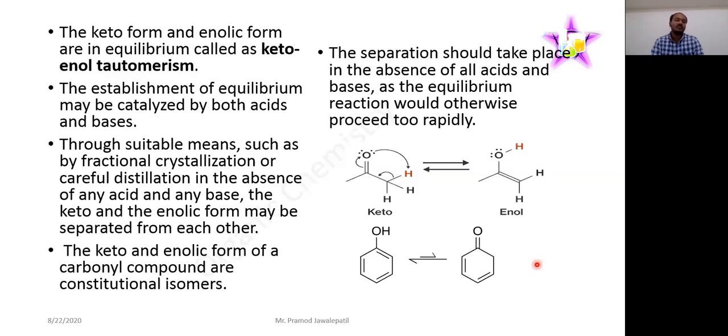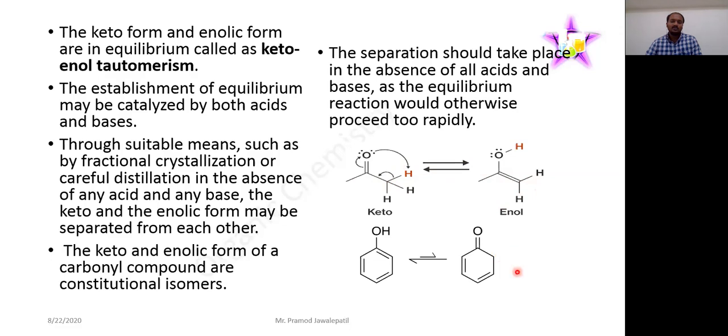The keto and enolic forms of a carbonyl compound are constitutional isomers. These are two constitutional isomers. The separation should take place in the absence of acids and bases, as the equilibrium reaction would otherwise proceed too rapidly. See, in this keto and enol form, we use an equilibrium arrow, because within a second or a very short time, the process goes back and forth.